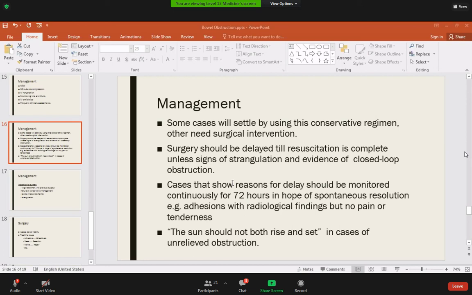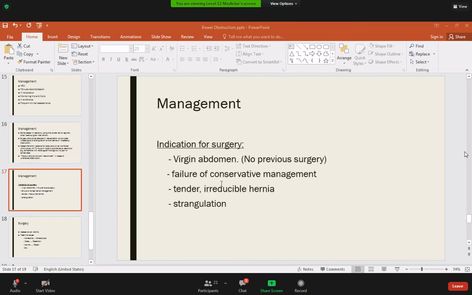But if it is an unrelieved obstruction, don't make it prolonged, do it within the same day. Okay, so this is the take home message for this lecture, that you have to manage an unrelieved obstruction within the same day, but after preparation. Don't take a dehydrated, unresuscitated patient to the emergency operation theater, because when you open, the patient will suffer more insult, and all this will add fuel to the fire, and the patient will have a high mortality or morbidity rate.